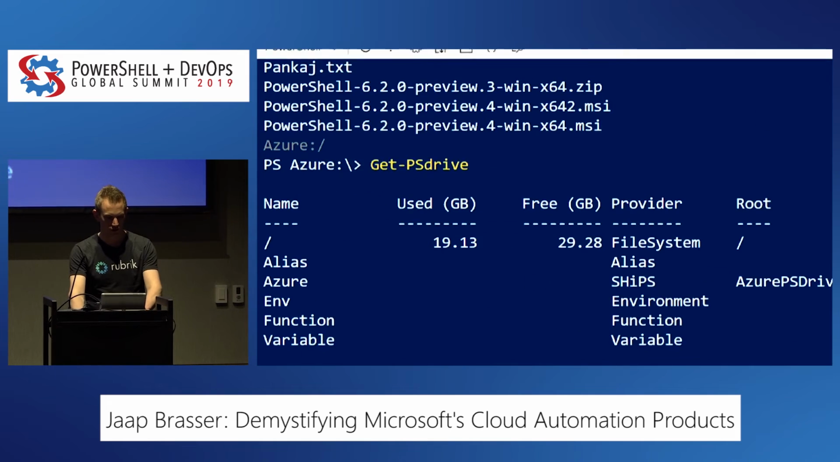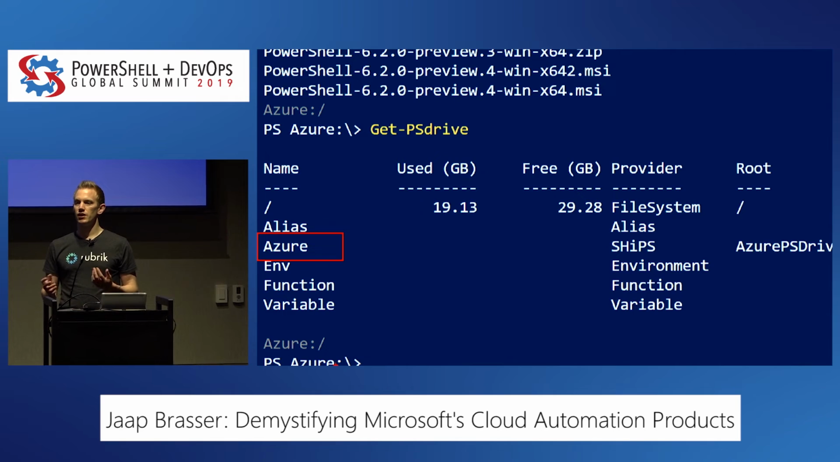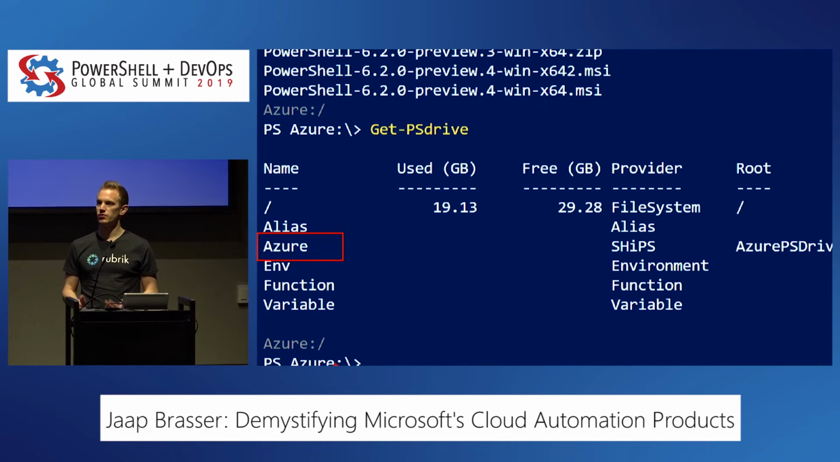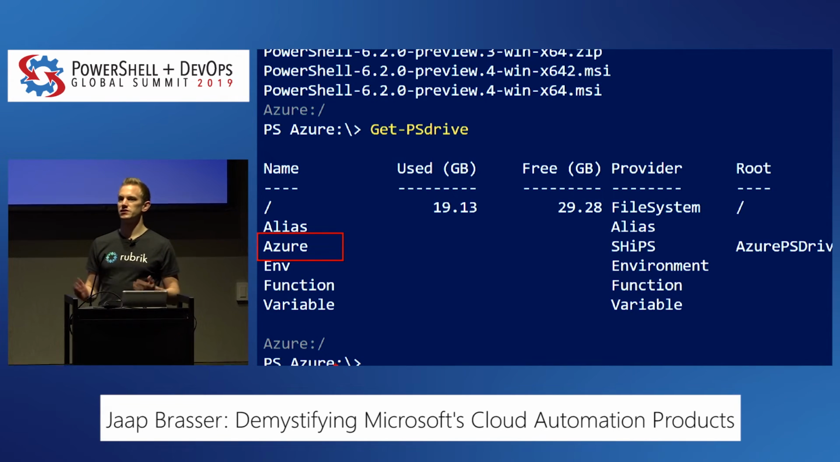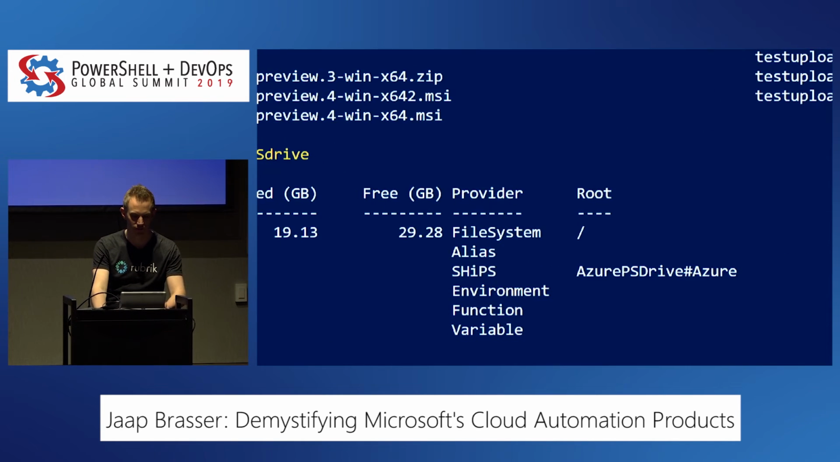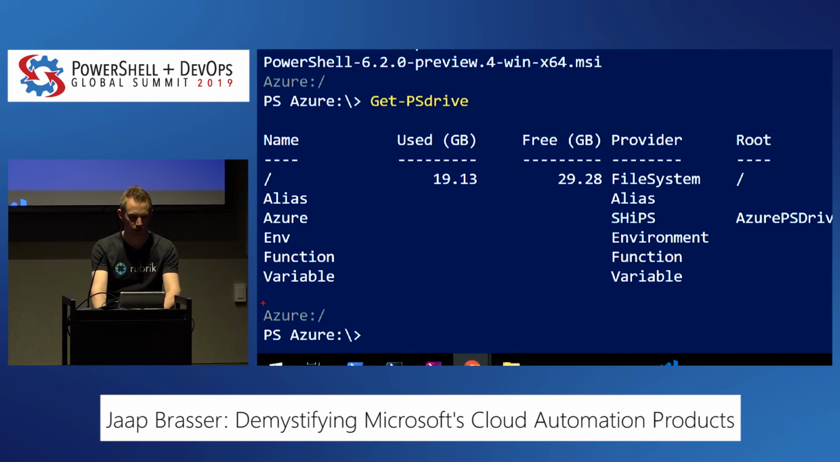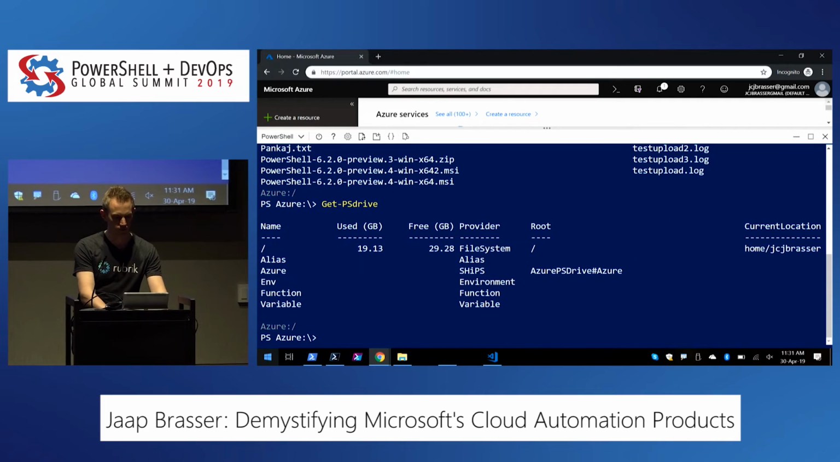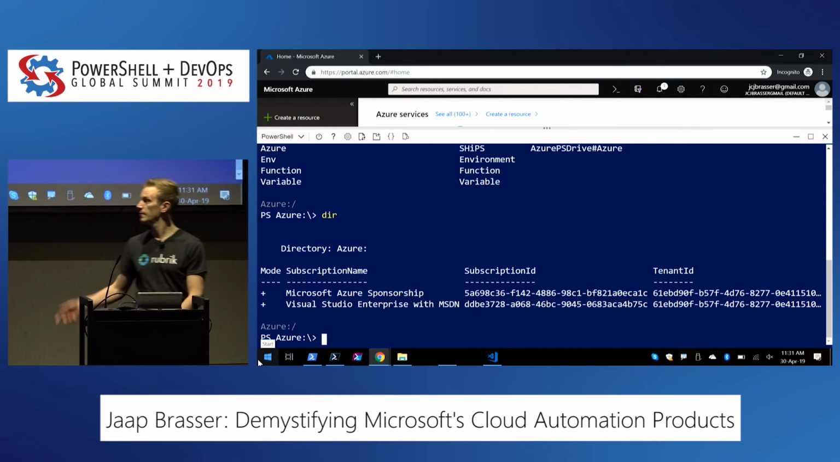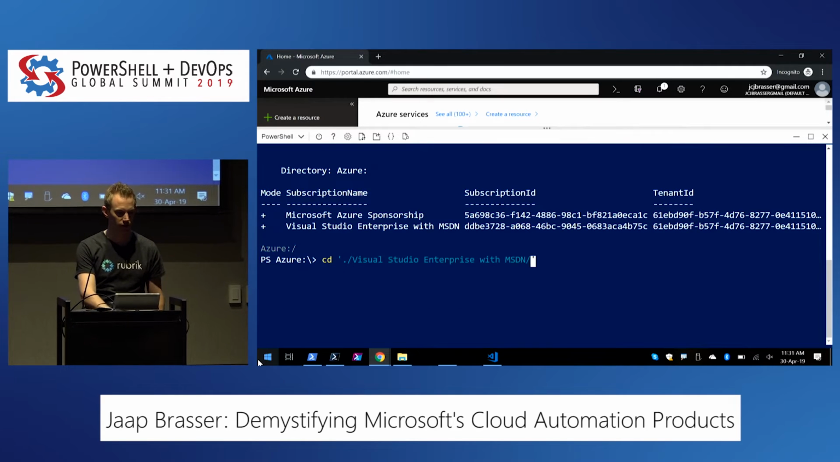And the one that we are most interested in is the Azure drive, because the Azure drive actually allows us to navigate Azure as if it's a file system. And this is made possible by SHiPS. And we can already see we have a double prompt here. This is where we are in Azure, and this is just to indicate that we are in the Azure drive. So if I do a dir, you can see I have two subscriptions in here. I'll go into my Visual Studio one.